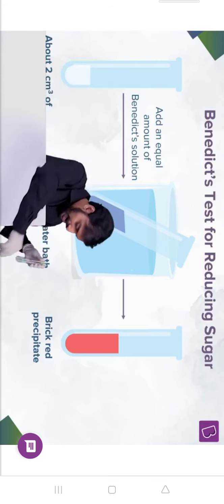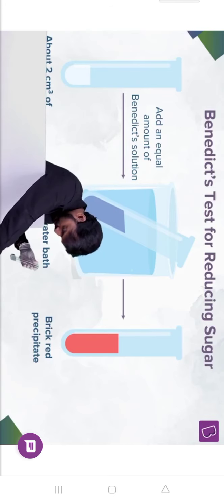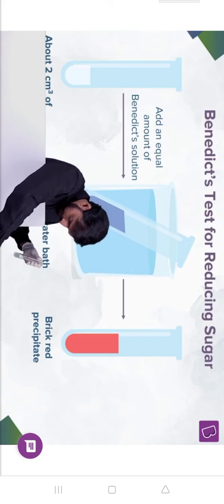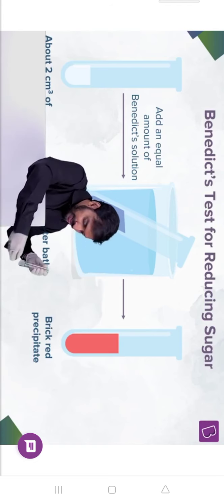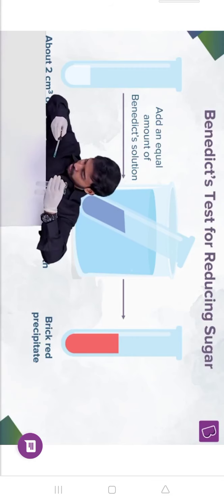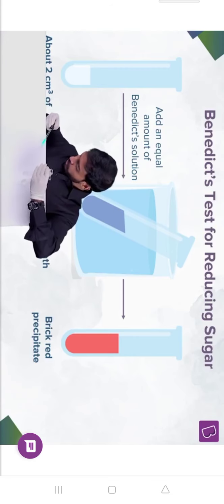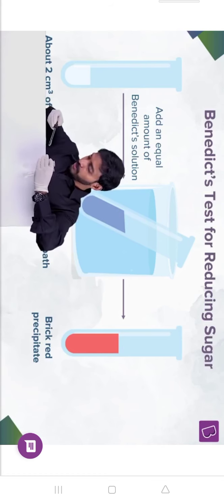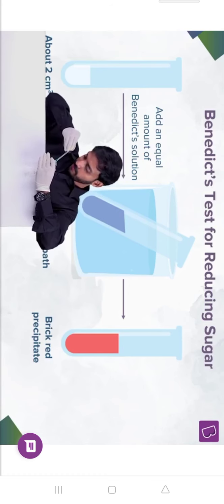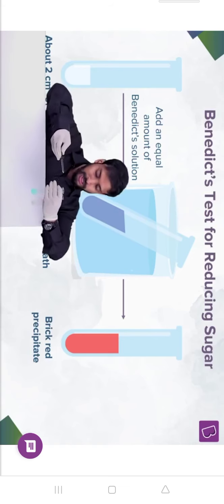Now what I'll add is the Benedict's reagent. You know, this reagent has copper sulfate. Can you see the color? Don't fall. It's blue. Copper sulfate, it's blue. Now, see, I'm adding it.